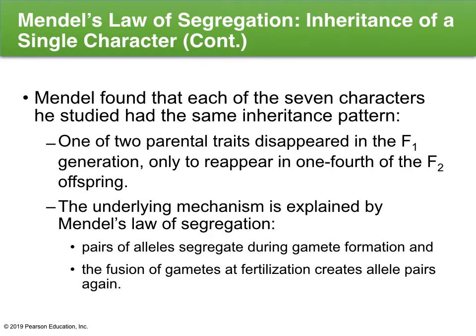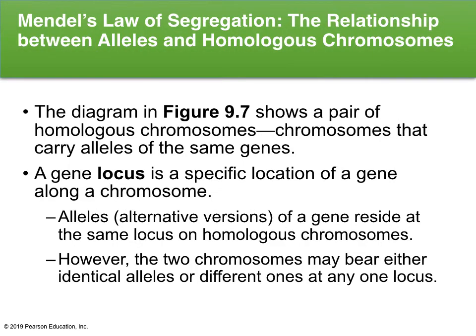The mechanism behind this is explained by Mendel's law of segregation. During gamete formation, pairs of alleles segregate, and the fusion of gametes at fertilization creates allele pairs again. Remember that whole business of independent assortment, that during meiosis, when these chromosomes are lining up, you may have all of one parent on one side. We'll return to this in a moment. Okay, so back to the law of segregation.